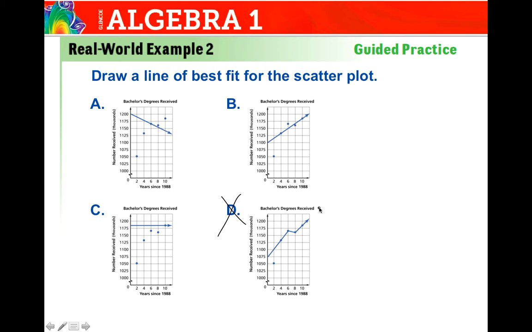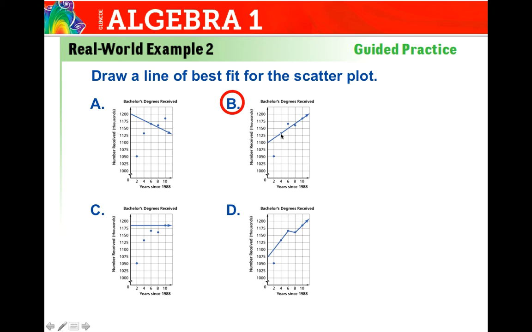Okay, a slope of 0 would show no change at all every year. It stays the same, which we know to not be true. And A I can eliminate because it is showing a negative slope. So your answer would be B, would be your line of fit.